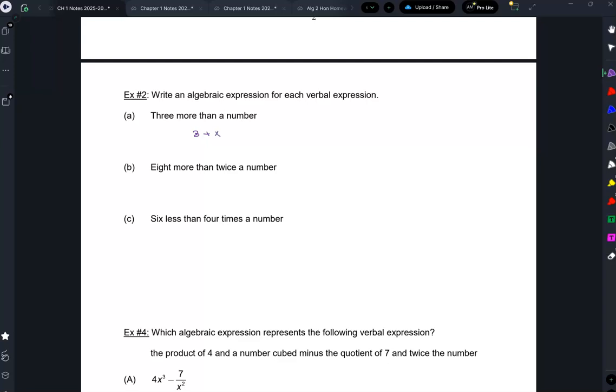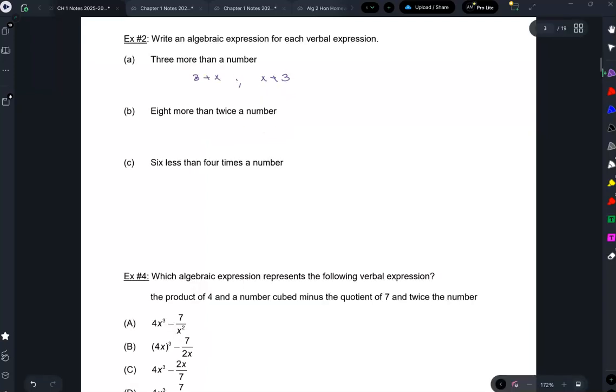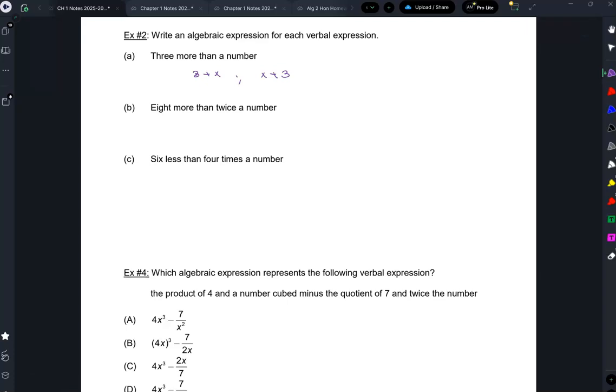It could be z, it could be n, any other letter. It could also be x plus 3. Okay, 8 more than twice a number. Yeah. 8 plus x to the power of 2. So twice means 2 times. So 2x. 8 plus 2x.